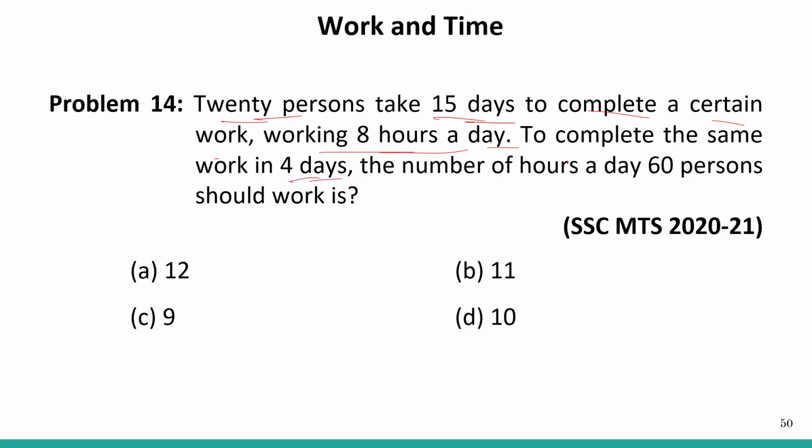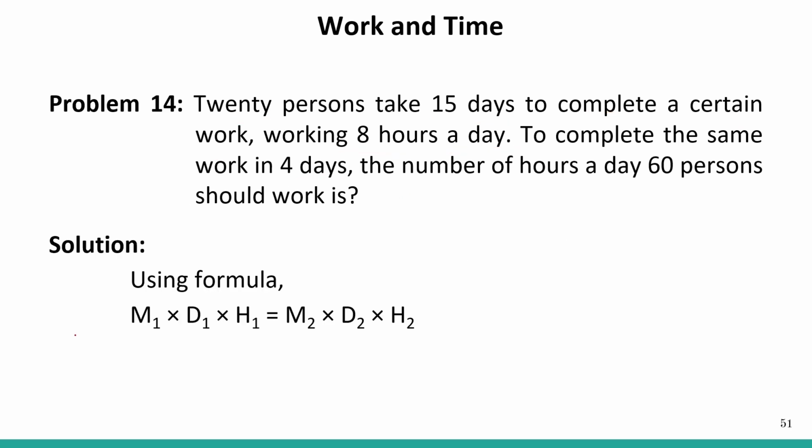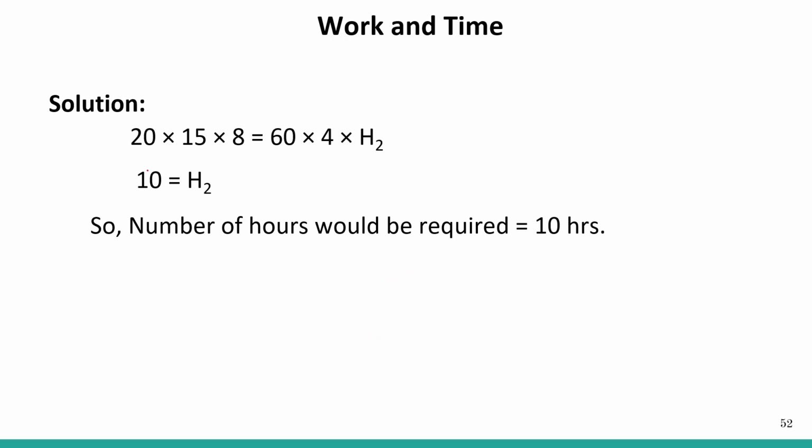So the number of hours in a day 60% should work is... Using the formula M1 into D1 into H1 is equal to M2 into D2 into H2, right? So 20 into 15 into 8 is equal to 60 into 4 into H2. H2 is the unknown here. So H2 will become what? H2 is actually equal to 20 into 15 into 8 by 60 into 4.